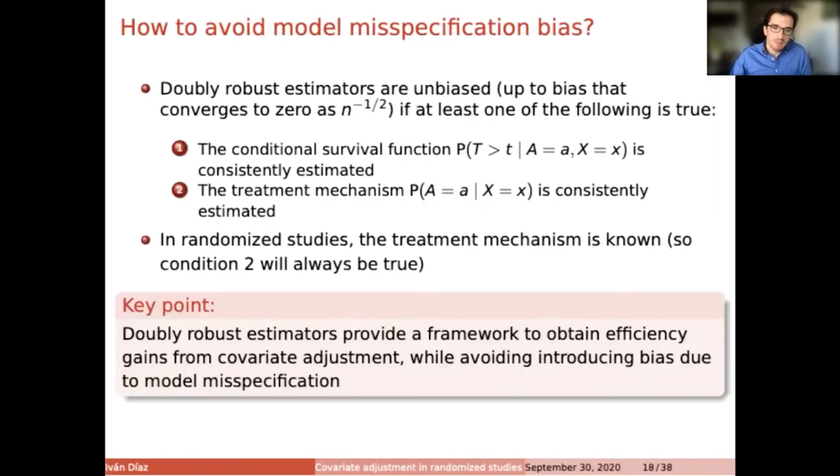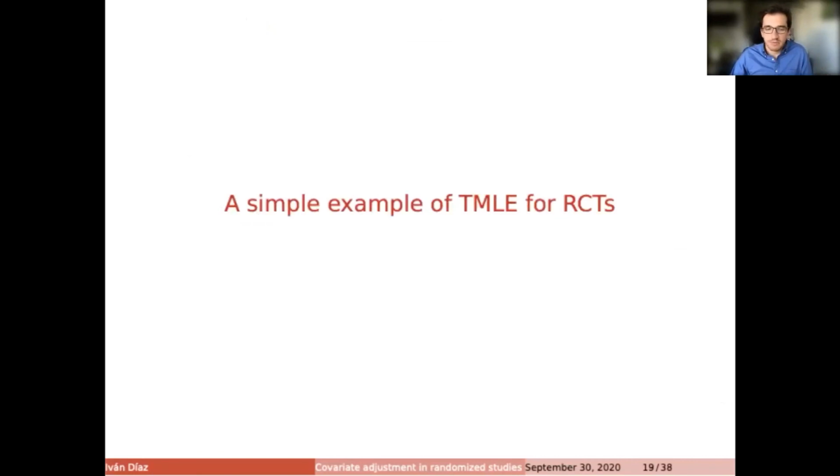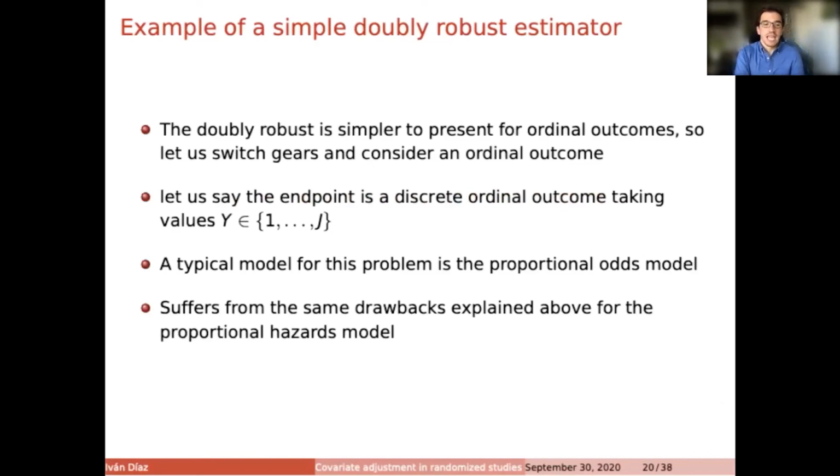So let me now move on to a simple example of how TMLE happens for randomized controlled trials. And to make the example a little simpler, I'm actually going to switch for a second to thinking about ordinal outcomes. Again, the problem of ordinal outcomes and time-to-event outcomes, at least discrete time-to-event outcomes, is very similar, because a discrete time-to-event outcome is like an ordinal outcome, right? So we're going to use some notation Y now, and we're going to say Y is an ordinal outcome that can take possible values 1 through capital J, right?